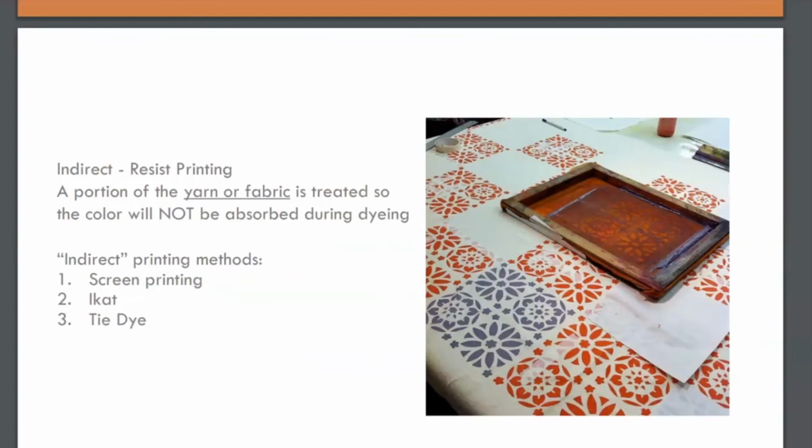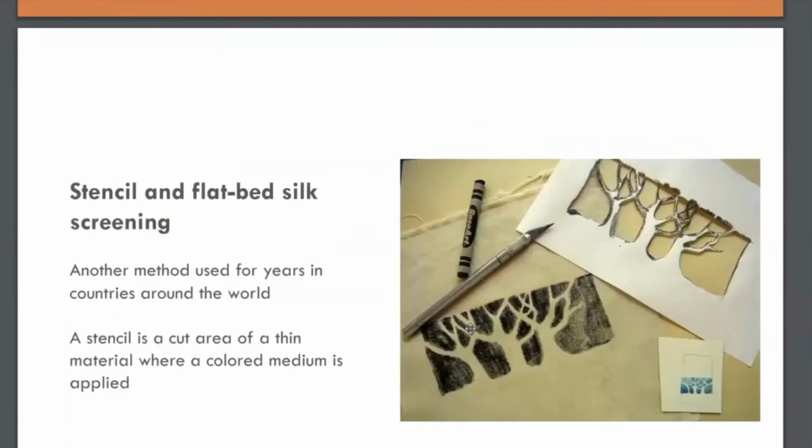Screen printing, stencils, ikats, tie-dye, batik. We'll take a look at some of those. So this is a type of resist that is almost the opposite of the block print. The area that is cut away when working with a stencil, then you apply color on top. This was just simply done with a crayon.